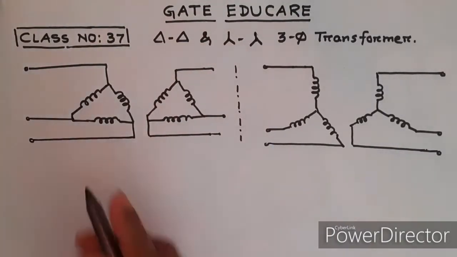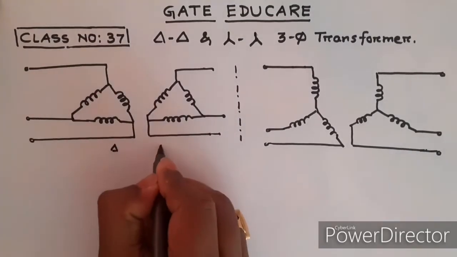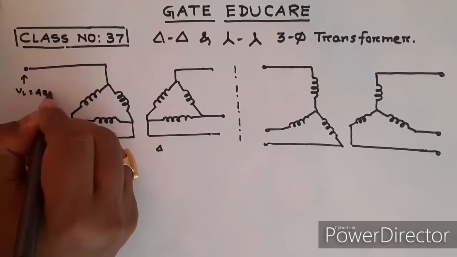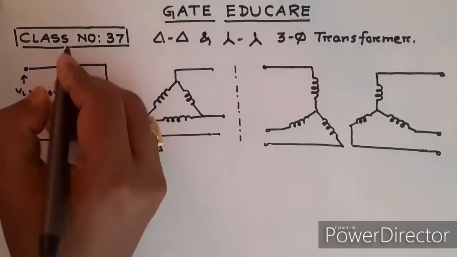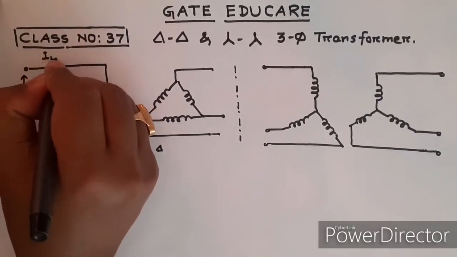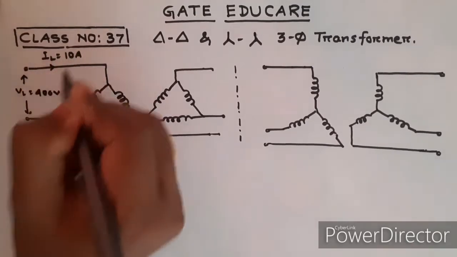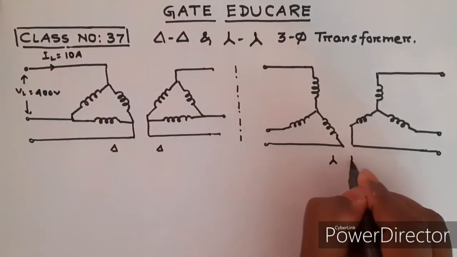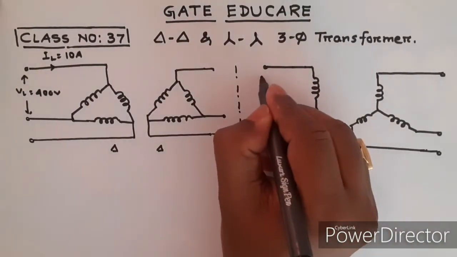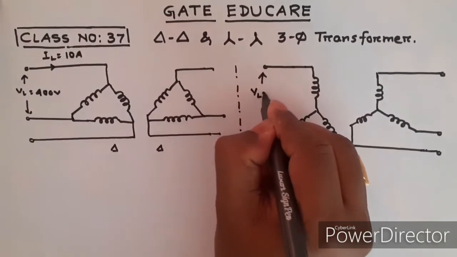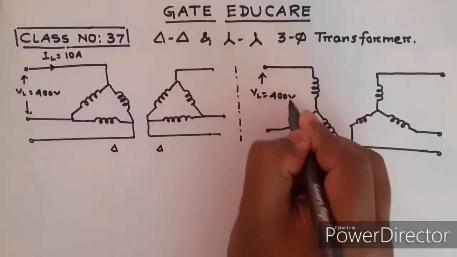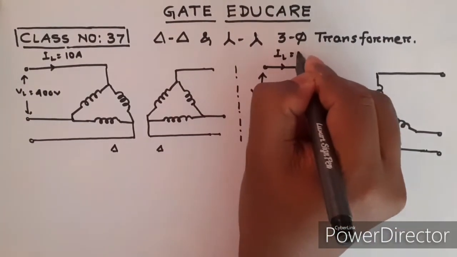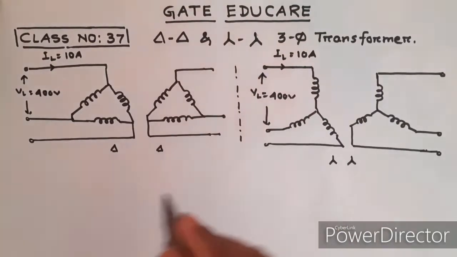Suppose this is a delta-delta transformer and the line voltage VL is equal to 400 volt and the line current IL is equal to 10 ampere. Similarly, this is a star-star three-phase transformer. Here also the line voltage VL is equal to 400 volt and the line current IL is equal to 10 ampere.